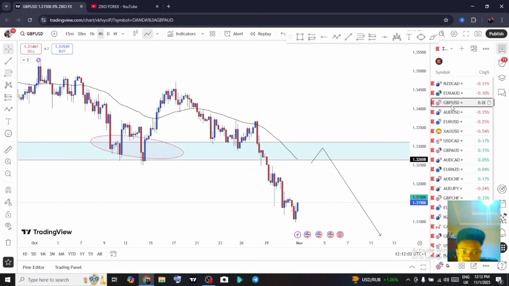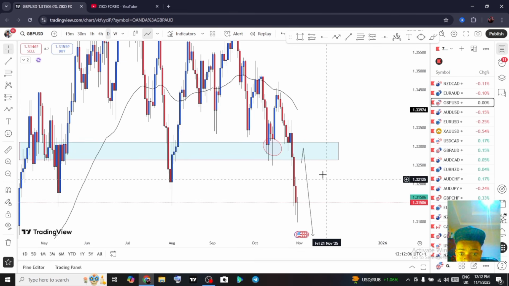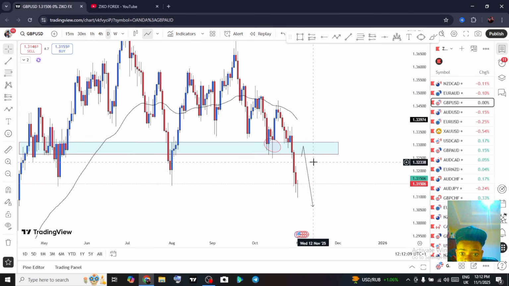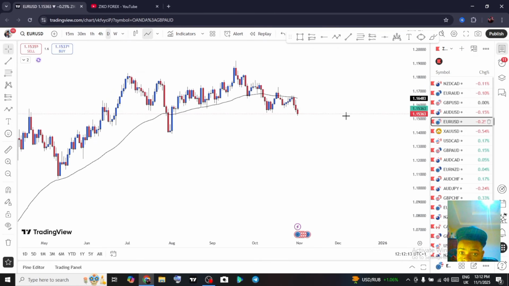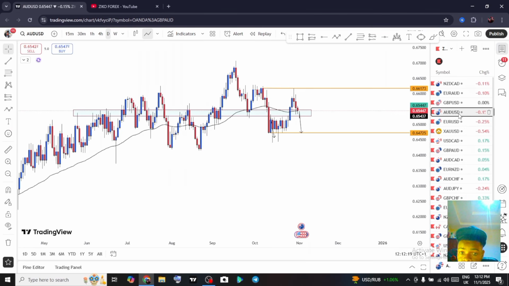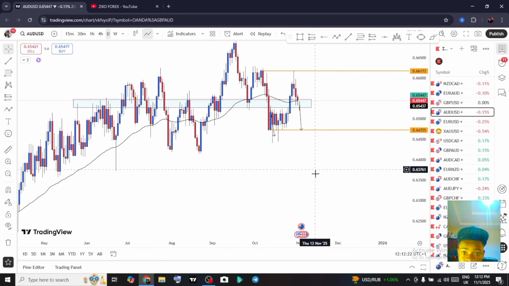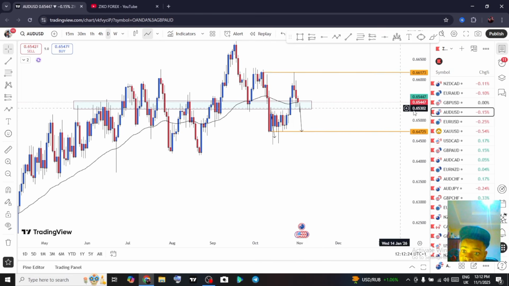GBP USD. I'm looking on the daily time frame to continue selling, and I'm pretty sure it's the same for Euro USD. Then AUD USD. Oh, I just realized that we have a lot of USD pairs, and I mentioned sells for all of them. See how I analyze everything individually? I'm expecting USD to be bullish this week.